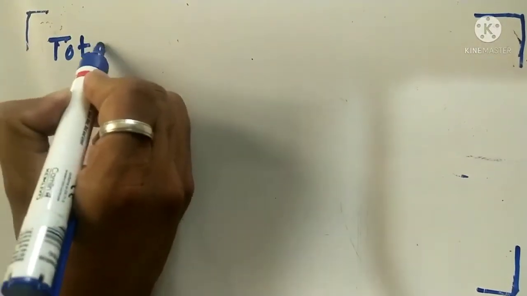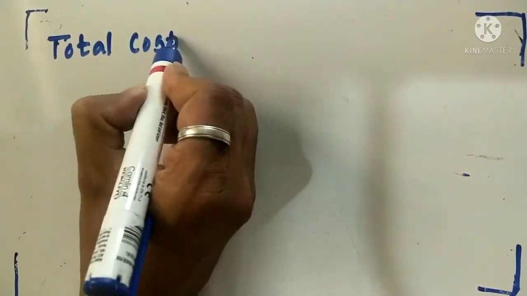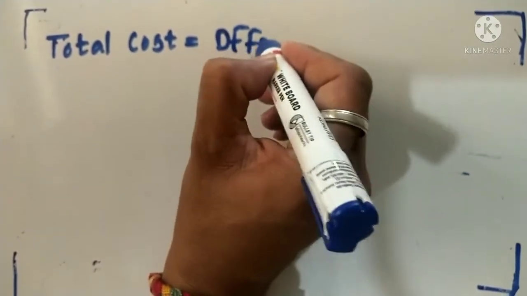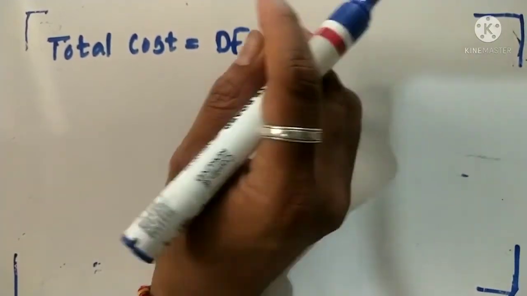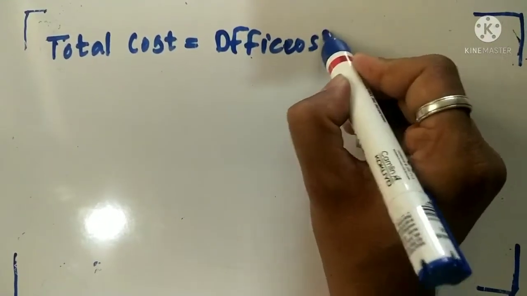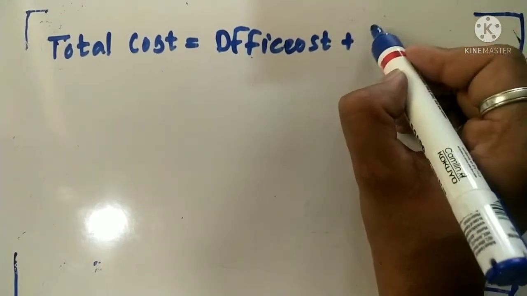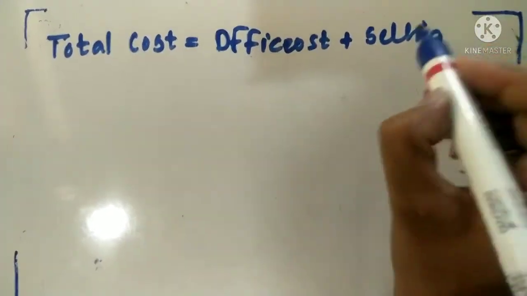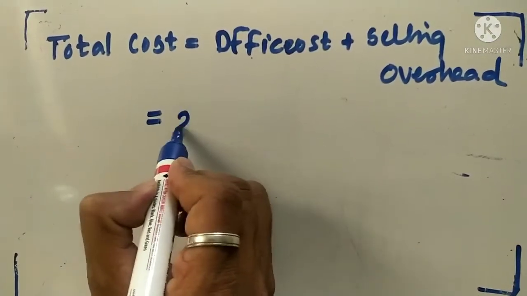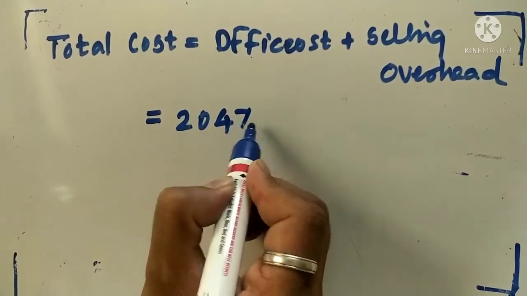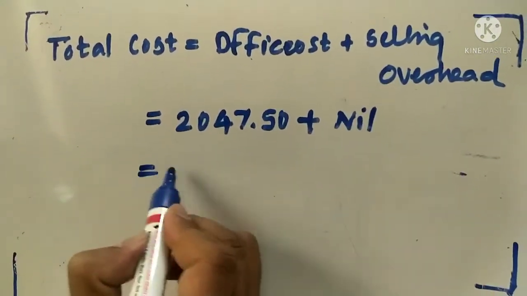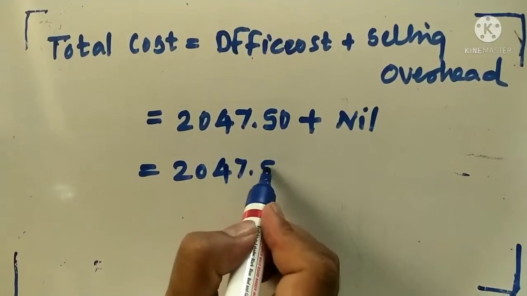Then we need to find out the total cost. Total cost is office cost plus selling overheads. If you see in the problem, the selling overheads are not given, so we have to consider that as nil and put the value as 0. So the answer will be the same, 2047.50 rupees. It is the total cost.